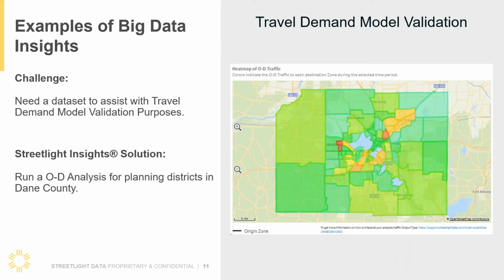We're also able to use StreetLight data for travel demand model validation purposes. So in this scenario, what we did was create about 100 different planning districts in Dane County and ran an origin destination analysis in order to get trip tables. And this is going to prove useful when it comes time to validate the trip tables in the travel model when we get to that point. And we'll be able to validate that against the travel survey data later this fall. Next.